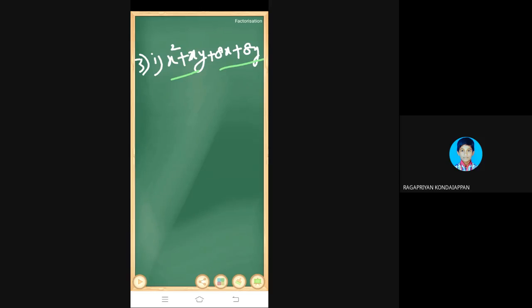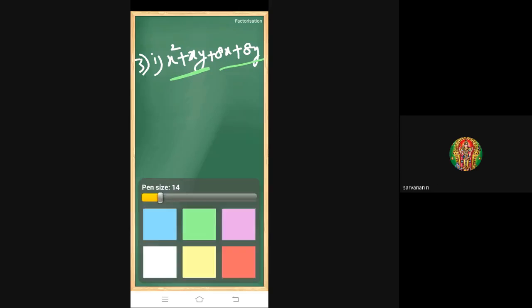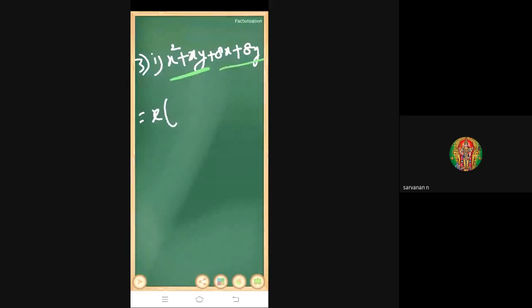So how will you form a pair? These 2 form a pair and these 2 form a pair. From these 2, which can you take commonly out? X is common. So when I take x commonly out, out of x square, 1x went out, so 1x will be lying inside. Plus here, out of xy, x went out, so y will be lying inside. So from these two terms, I found the factors. Plus here from these two terms, 8 is common. So let me take 8 commonly out. Here x will be lying inside. Here 8 went out, so y will be lying inside.